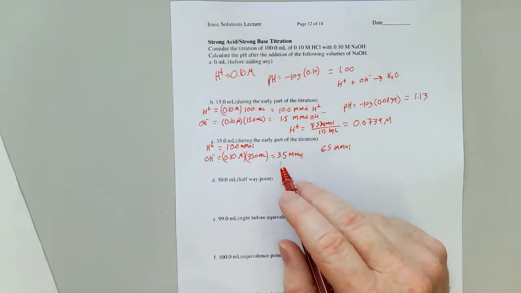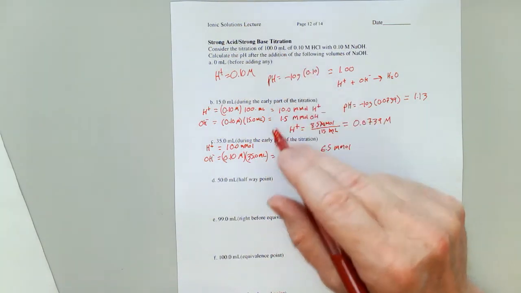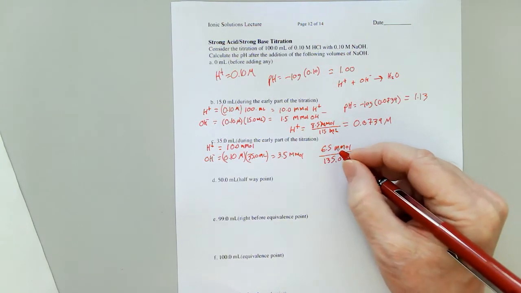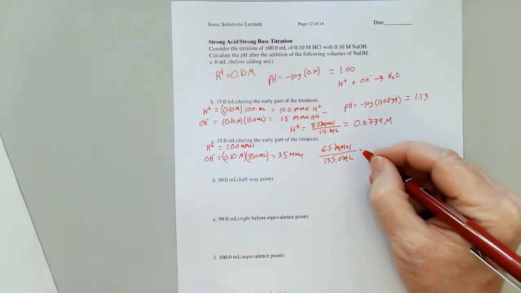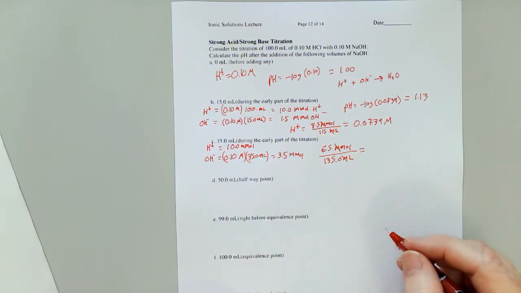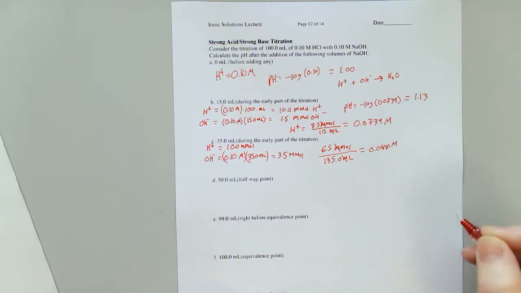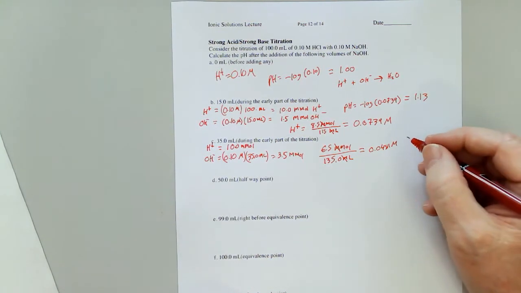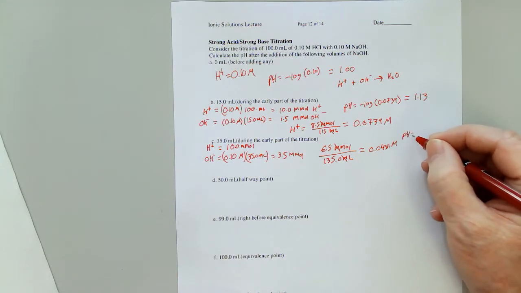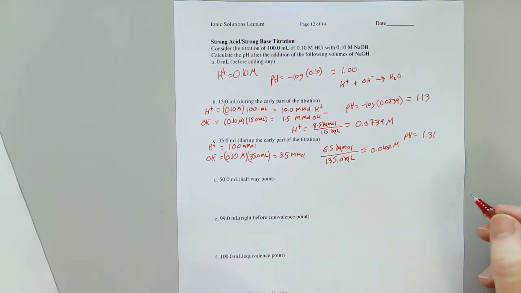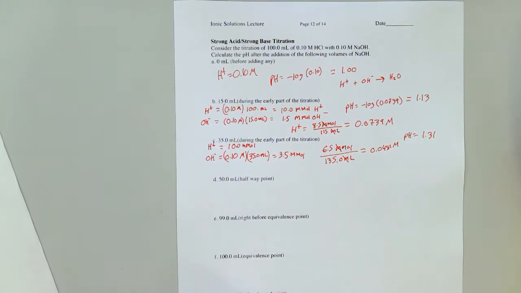And my total volume is the 100 milliliters plus 35, or 135.0 milliliters. Milli cancels milli. And this ends up equaling 0.0481 molar. Okay, so that's the H plus, pH. We take the negative log of that number, and I get 1.31. Okay, this is still continuing to make sense. The pH is going up as I add base.